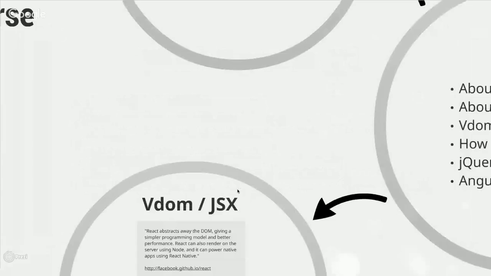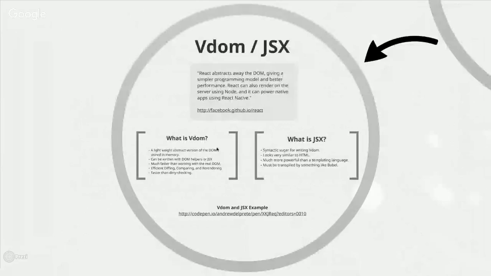Okay, next, we're going to talk about the virtual DOM and JSX. React abstracts away the DOM, giving a simpler programming model and better performance. React can also render on the server side using Node. It can also work with PHP or Ruby and things like that; there are packages out there for that, which use Node. And it can power native apps with React Native.